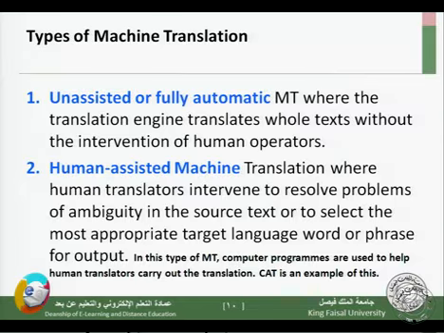Now, the second type of machine translation is human-assisted machine translation. In other words, human translators intervene. To do what? To resolve problems of ambiguity in the source text, or to select the most appropriate target language word or phrase for output.